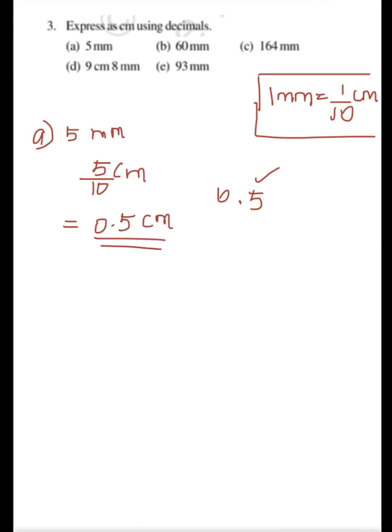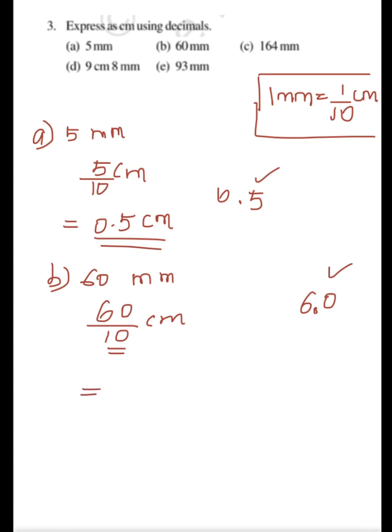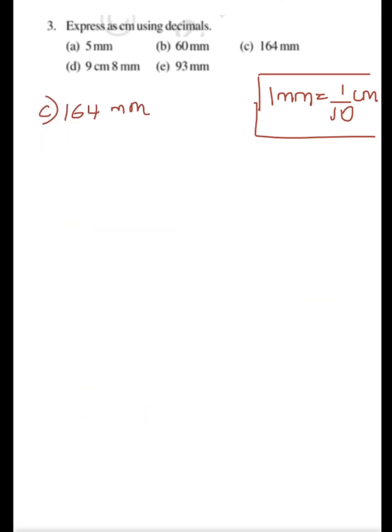Okay. Now let's see B. B is 60 millimeter. So you have to convert it into centimeter. So 60 by 10 centimeter. Now what about 60 by 10? Here also 10 means only 1 0. So after the decimal point, only one number should be there. So you can put the decimal point here. So our answer will be 6.0 centimeter. 6.0 means what? 6 itself. So 6 centimeter.